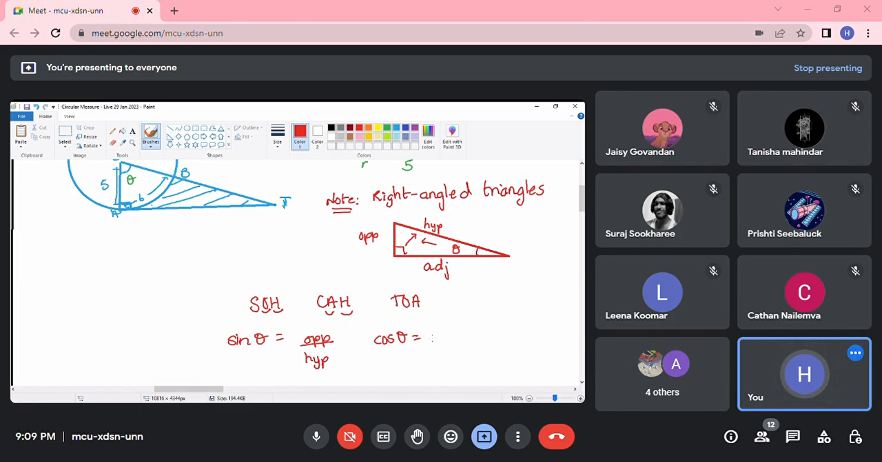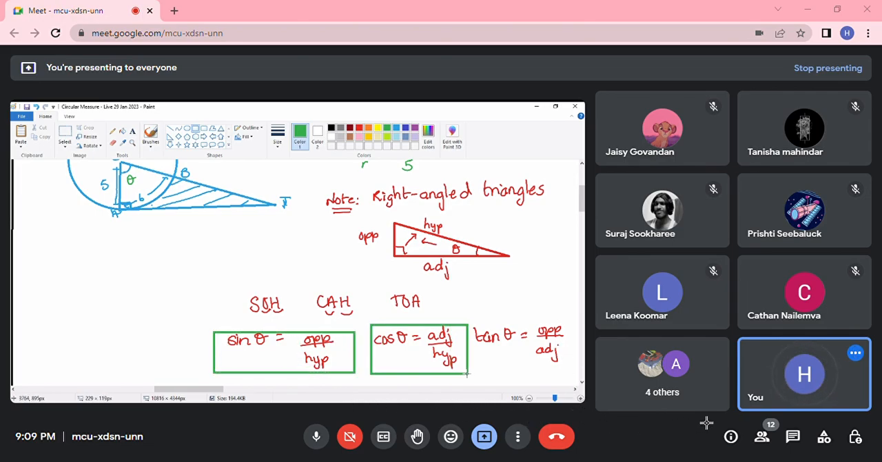So the adjacent would be this one, divided by the hypotenuse. And the tangent, tan of the angle theta, would be equal to the opposite side divided by the adjacent side. So now we have three formulas for trigonometry. We have to use one of these to find the value of AT.